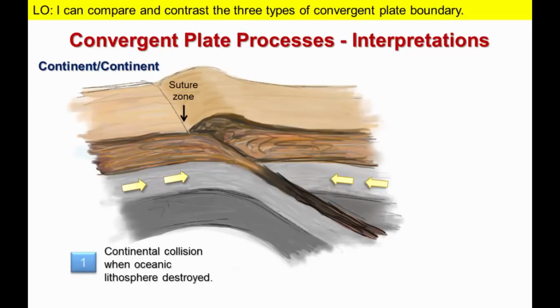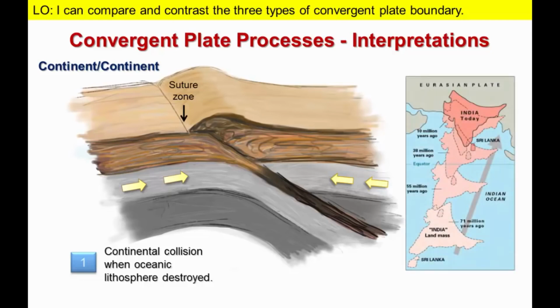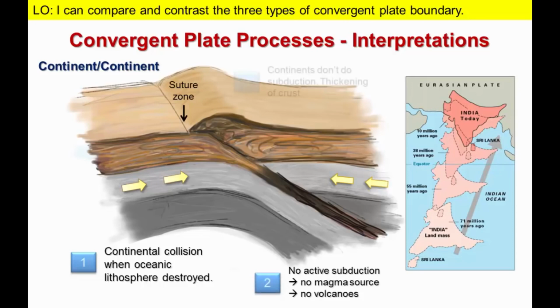The third type of convergent boundary is represented by continent-continent collision. Before the two continents can collide, we have a typical ocean-continent boundary, but eventually the ocean basin is destroyed and the two continents converge. This is the process that occurred before the Indian subcontinent could collide with the rest of Eurasia about 10 million years ago.